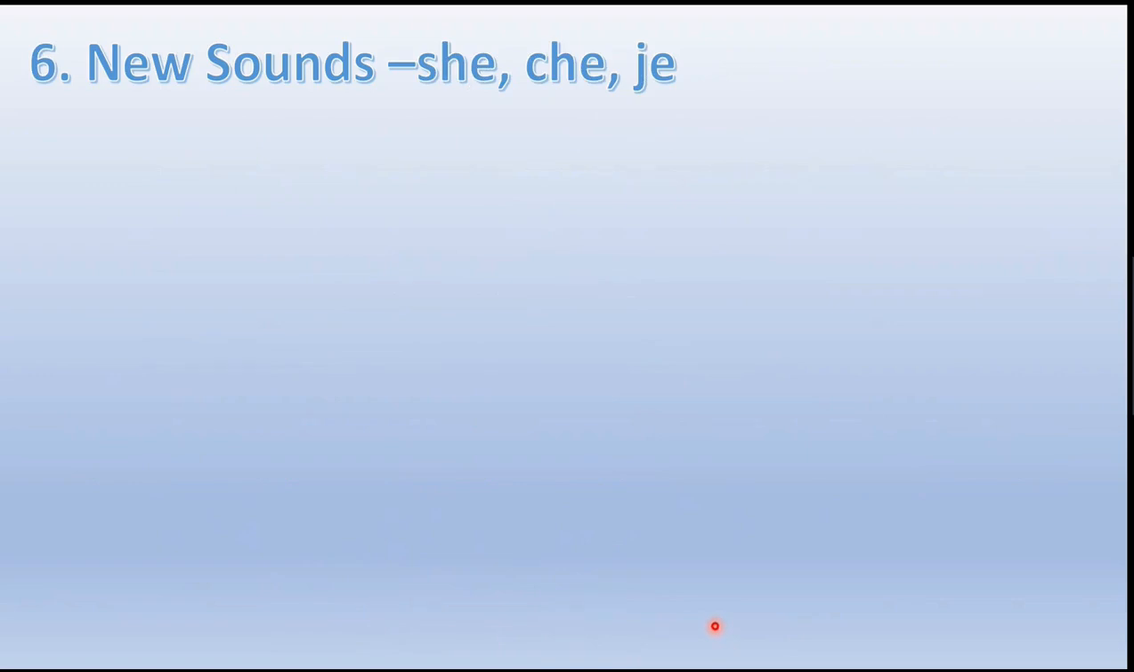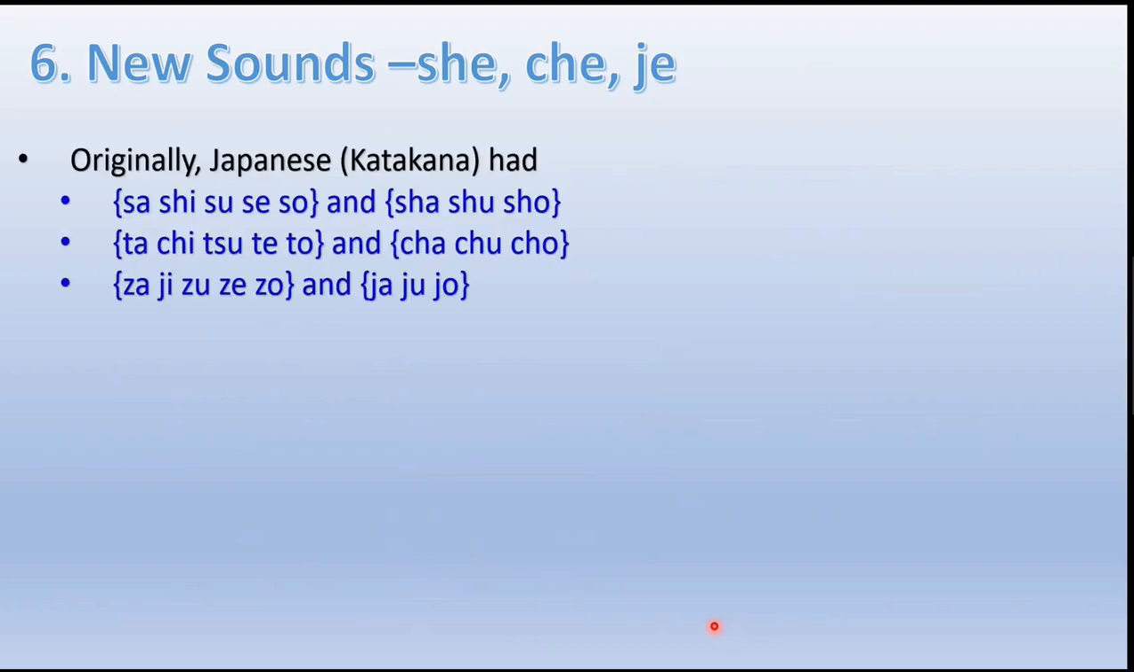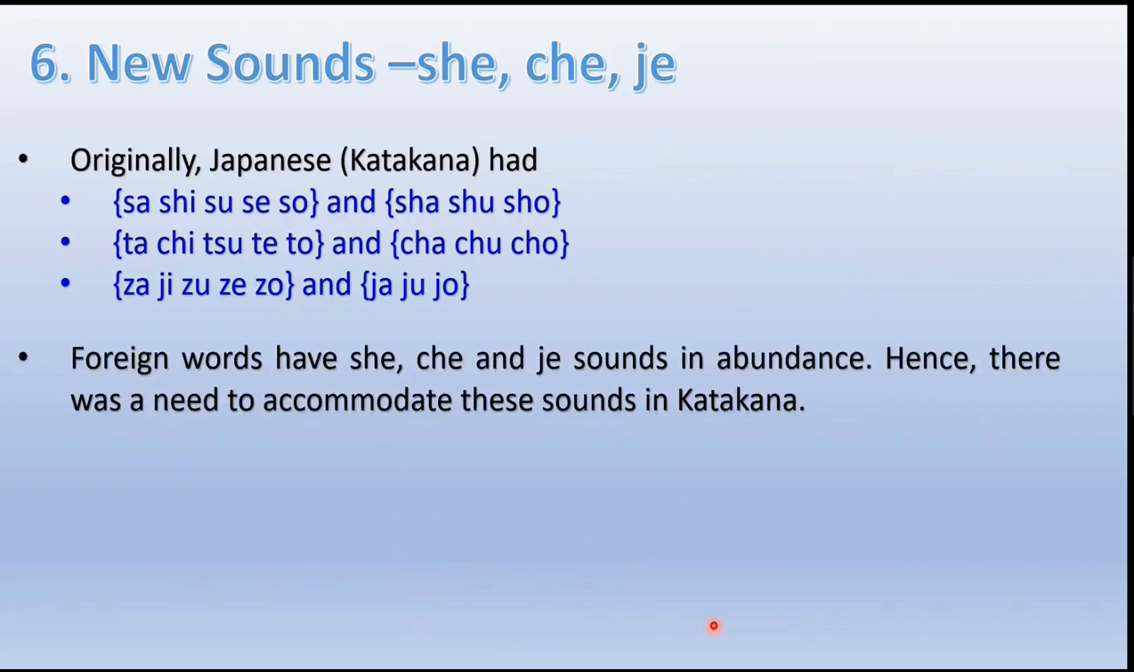Next is rule number 6, which is again 3 new sounds: she, che, and je. Originally, Japanese katakana had sa, shi, su, se, so, and the three blends sha, shu, sho. Then we have ta, chi, tsu, te, to, and the three blends cha, chu, cho. And then we have za, ji, zu, ze, zo, and the three blends ja, ju, jo. So this means there are no she, che, and je sounds. Now, foreign words have she, che, and je sounds in abundance. Hence, there was a need to accommodate these sounds in the Japanese sound system. And so these three sounds have been included in modern katakana.